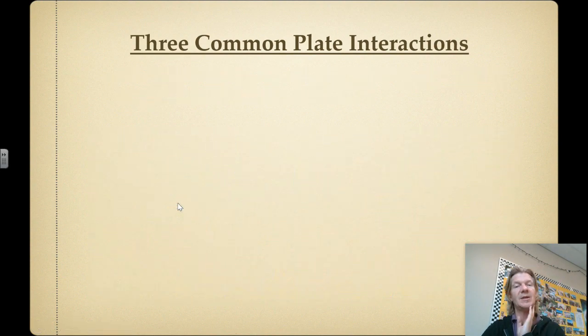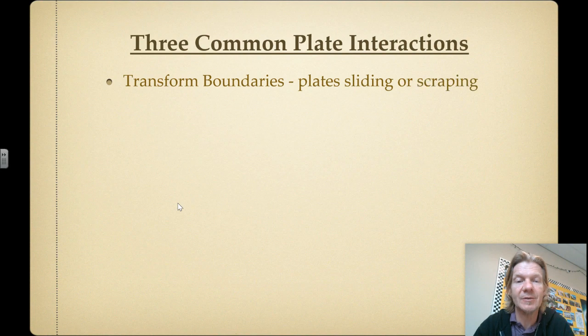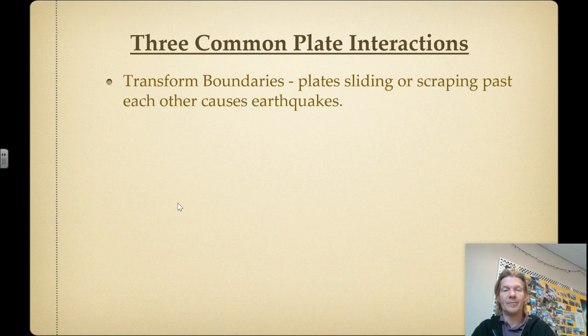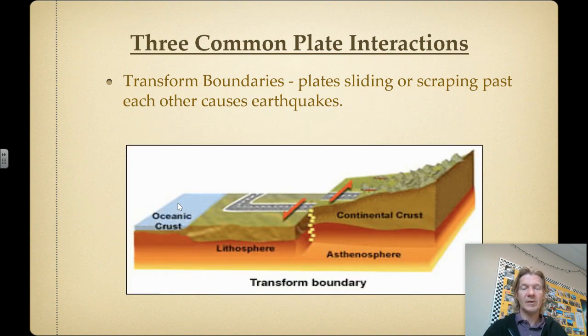Okay. The third type of interaction is called transform boundaries. And that's plates scraping or sliding past each other. And that generally causes earthquakes. Okay. This is a weird little animation here. But what you can see is a highway that was once together, and you've got one plate moving one way and the other moving the other way. And, you know, this pressure builds up for tens of years, hundreds, thousands, you know, long, long term. And then all of a sudden, boom, it slips and it moves significantly. And that's where these earthquakes happen. And that's where a lot of devastation happens.